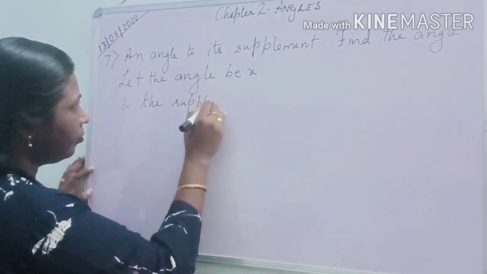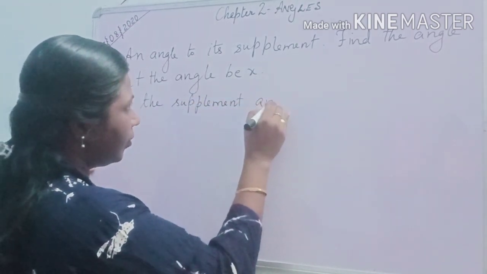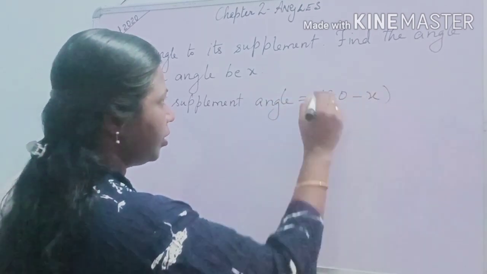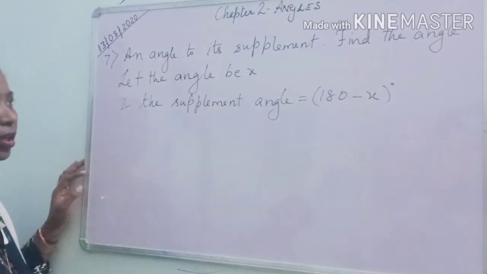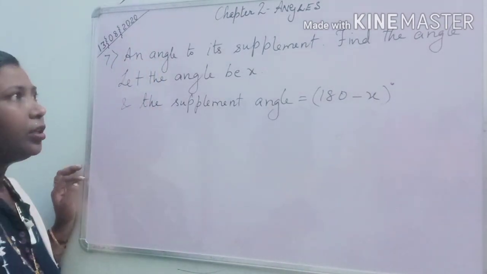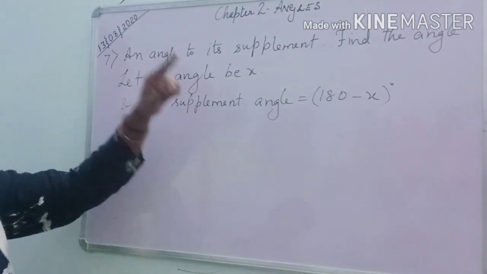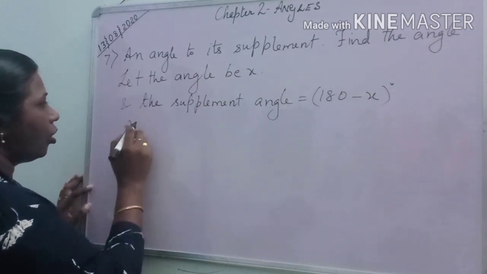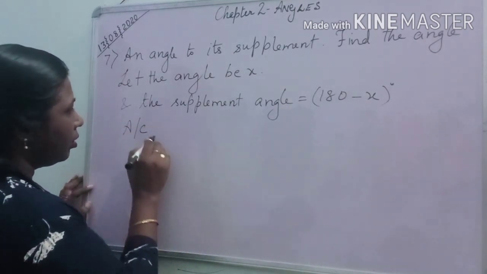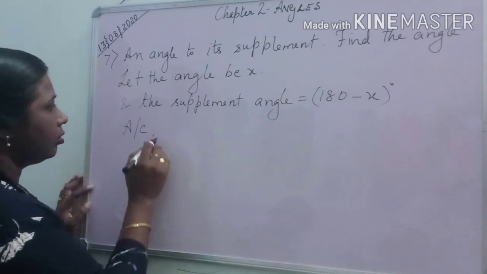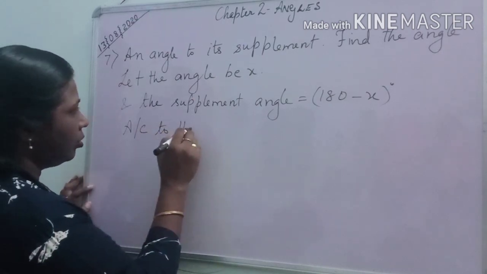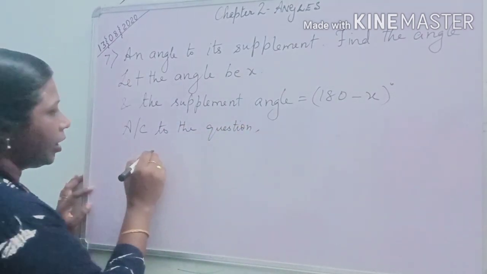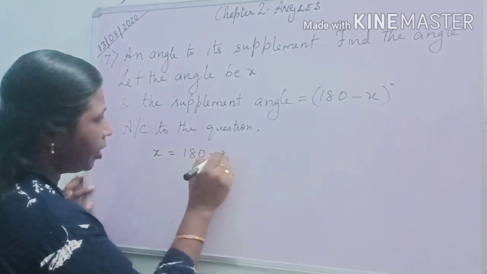The supplement angle will be 180 minus x. This is the supplement angle. Now, for finding the answer, what they are telling is that an angle is equal to its supplement. So according to the question we will get x is equal to 180 minus x.